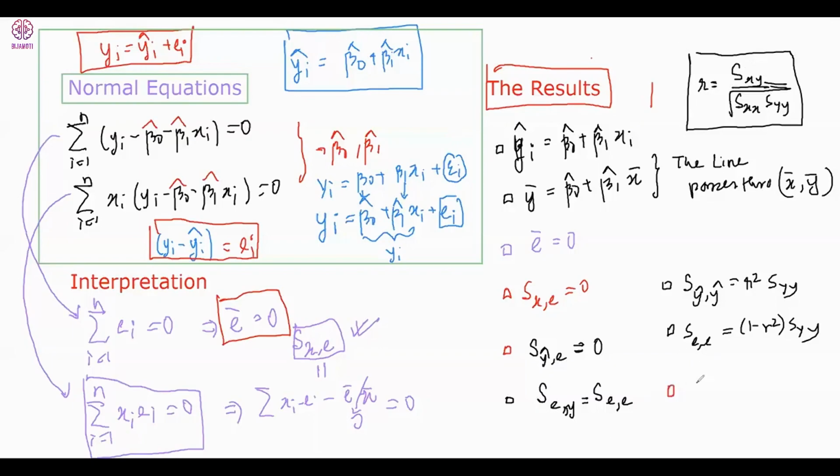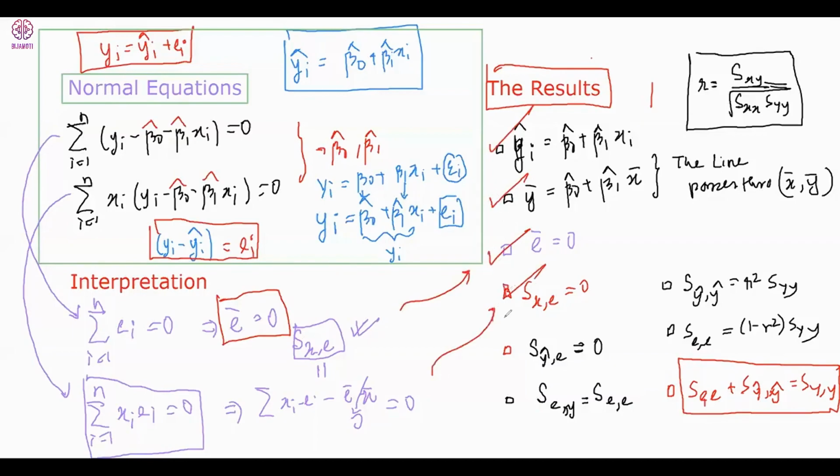This also implies that s of e comma e plus s of y hat comma y hat is equal to s of y comma y. That's really intriguing for me. We will see that this is a Pythagoras theorem of statistics, of simple linear regression. So these are the basic results we have seen. We have proved this one, this one, and this one from the first normal equation, and this one from the second normal equation. So let's now see these two properties and why they are so natural. Let's go back to the results and the proofs.